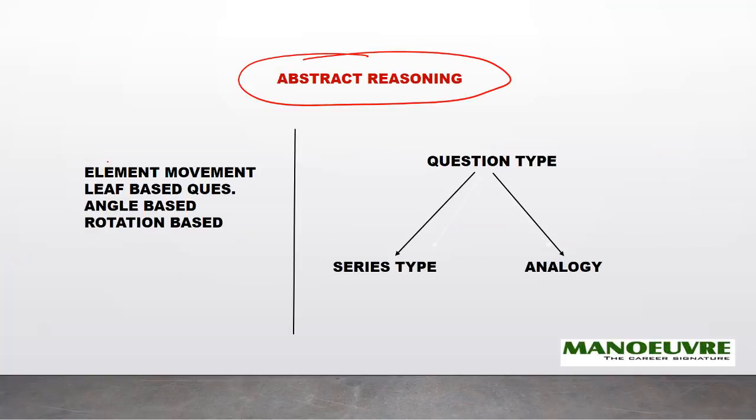In abstract reasoning, questions were based on element movement, leaf based questions, angle based questions, and rotation based questions. And there were major changes found in the question type. There were only 2 kinds of questions asked.